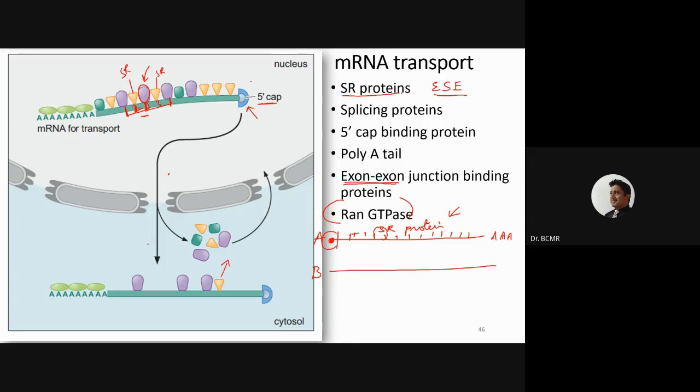The SR-rich proteins do not have any function in the cytoplasm, and exon-exon junction binding proteins also do not have any function. And RAN-GTPase can also be taken back. These proteins, once they reach the cytoplasm, dissociate from the mRNA, and then they are taken back into the nucleus, where they will bind to newly spliced mature mRNAs and bring them back. So their function is mostly to transport mRNA from the nucleus to the cytoplasm.